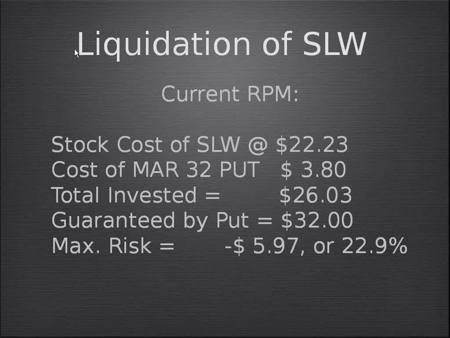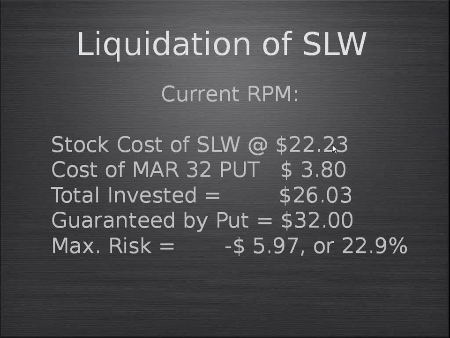Okay, so the liquidation of SLW. Remember where we were? The total new cost basis for the stock with all the income method number 4 adjustments we did was $22.23. The cost of our 32 put was $380 when we just did the last roll.